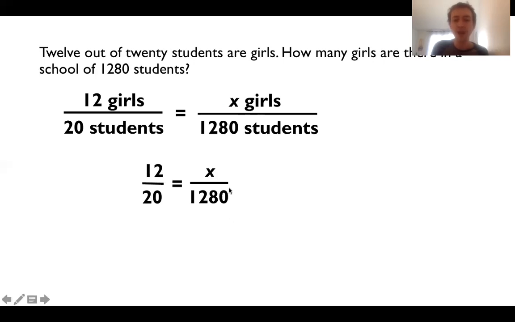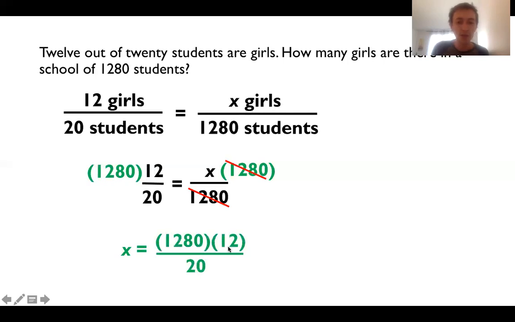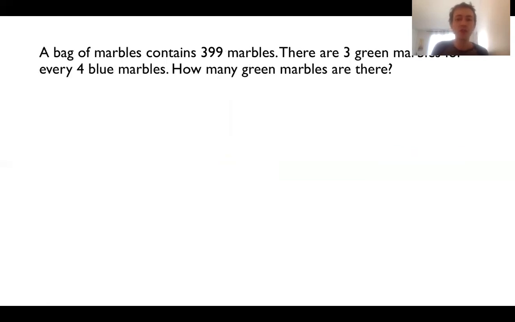I've got x divided by 1,280, and I want to get x by itself. So the opposite of dividing by 1,280 is multiplying by 1,280. And if I do it to that side, I have to do it to this side as well. So that is going to get rid of the 1,280s on the right, and I'm left with just x. So x is equal to, what do I have over here? 1,280 times 12 divided by 20. Here I am just writing that out again, and that is the original cross multiplication that you may have done. If you do this, you're going to get the answer of 768 girls.